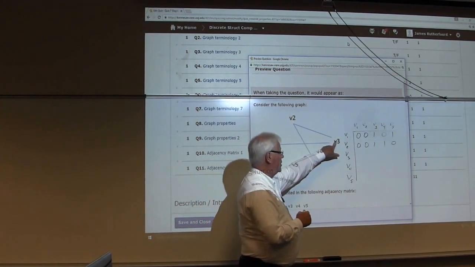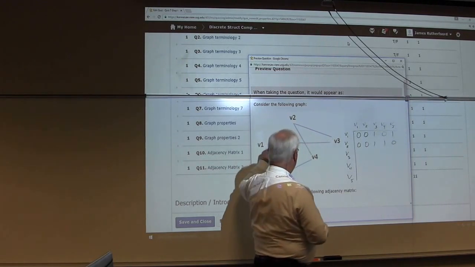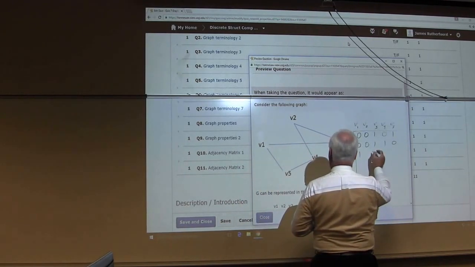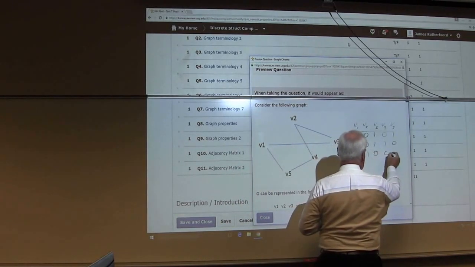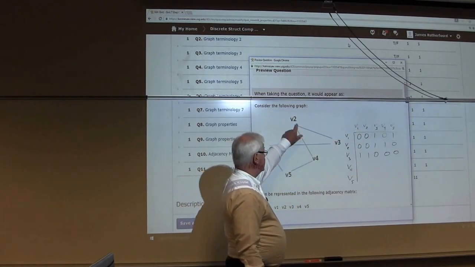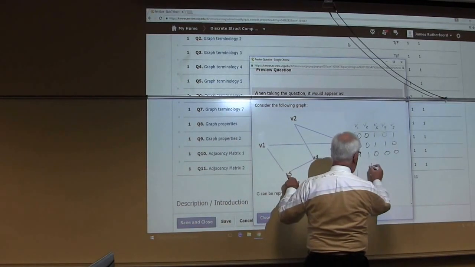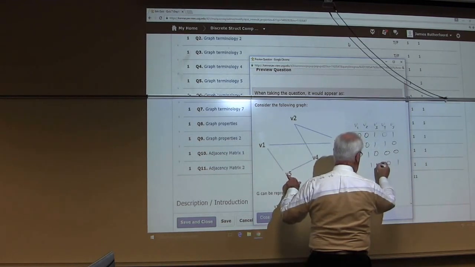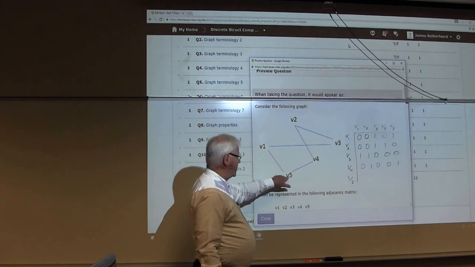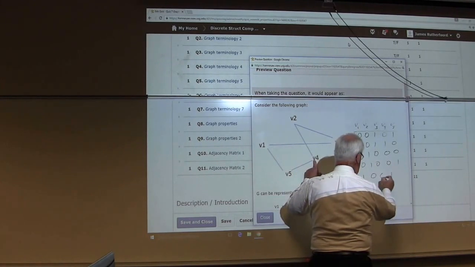As we go to V3, we notice V3 is adjacent to V2 and to V1, but not the others. V4 is adjacent to V2 and V5, but not the others. And V5 is adjacent to V1 and V4, but not the others.